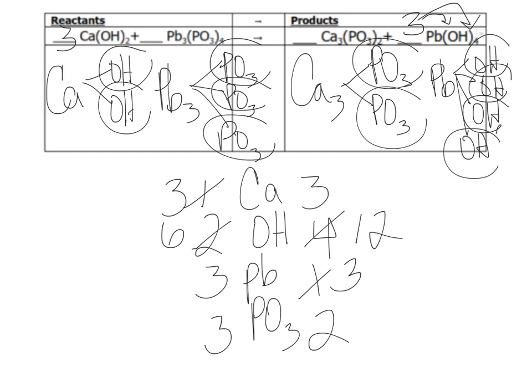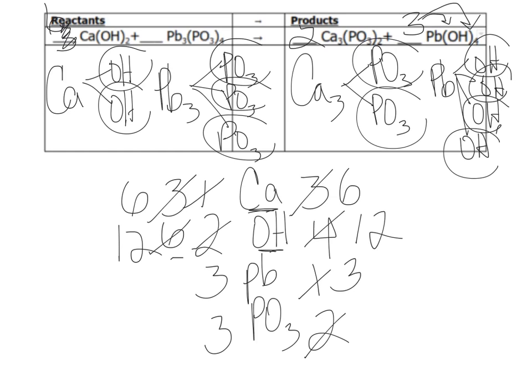I'm going to go back and fix OH. And on the reactant side I only have 6. So I know I need to double this. So instead of a 3, we actually want a 6. And now we have 12 OHs and 6 Cas. And now I've got to rebalance my Ca. And so we're going to put a 2 in front of there. So now Ca will have 6.